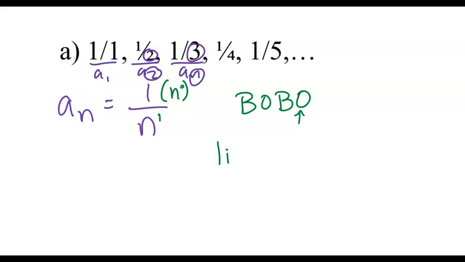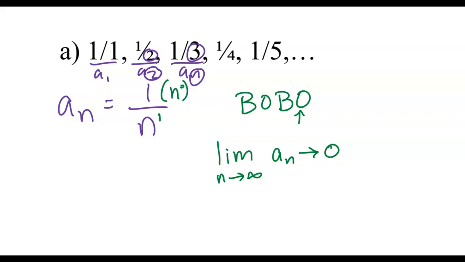This also means that the limit as n approaches infinity, so as the term number gets bigger and bigger and bigger, our term value gets closer and closer and closer to 0. It will never actually equal 0, but it will get closer and closer and closer to 0.